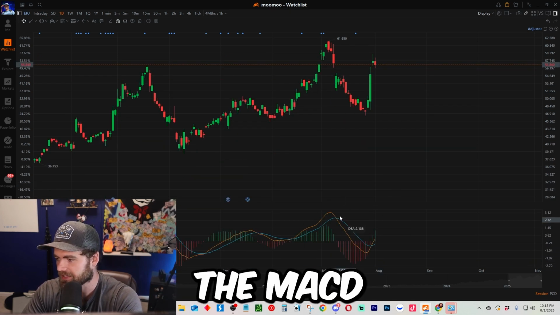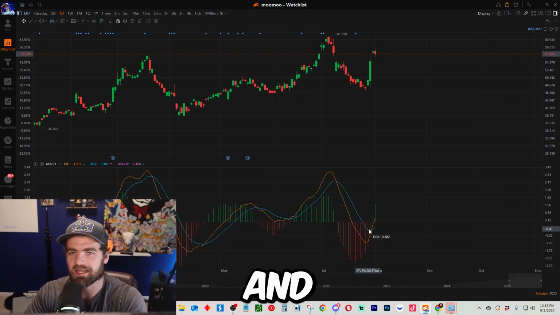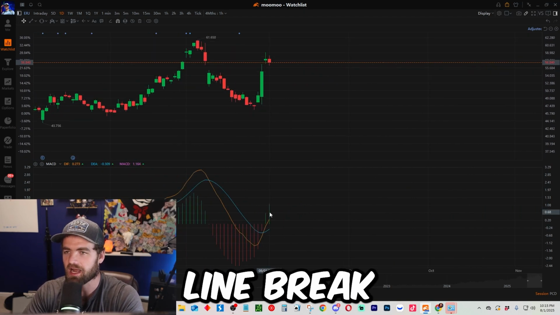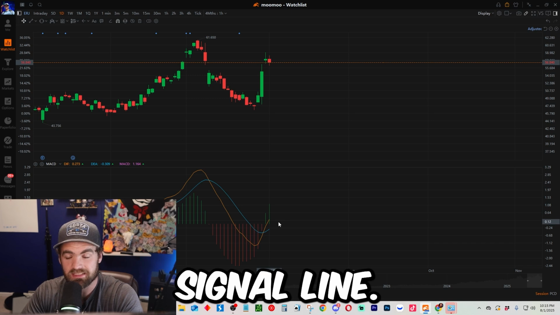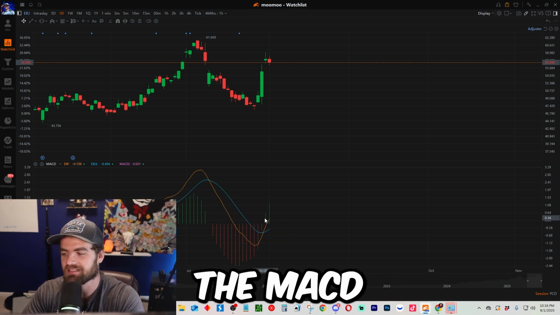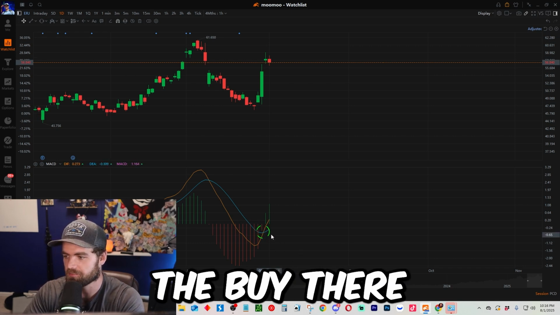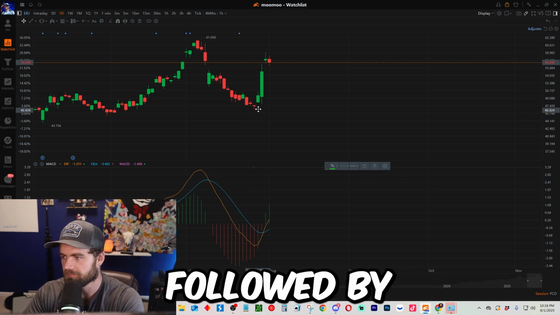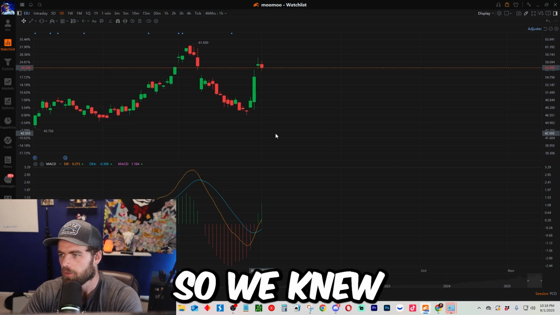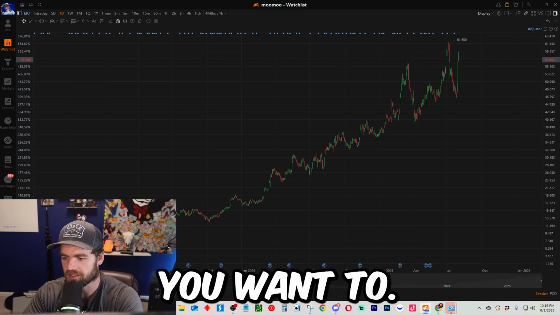Also, you can look at the MACD, which works very, very well for crossovers and reversals. You guys can see that orange signal line break up through that blue line, the MACD line, which historically represents a good entry point. So you guys can see the buy there, followed by a huge move right up here. So we knew we could get some sort of momentum, buying pressure, or whatever you want to call it.